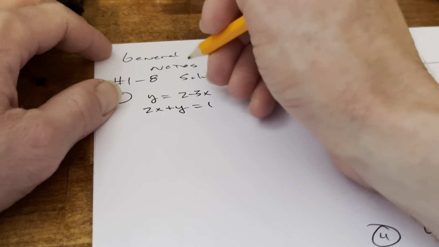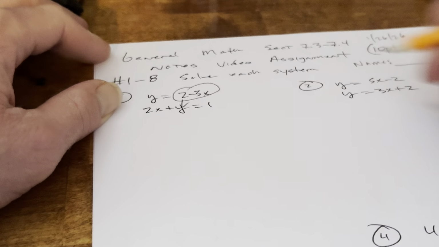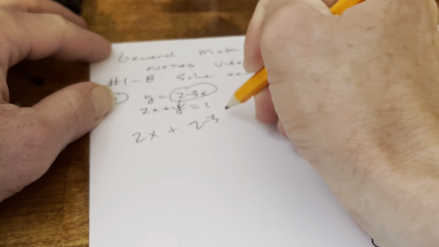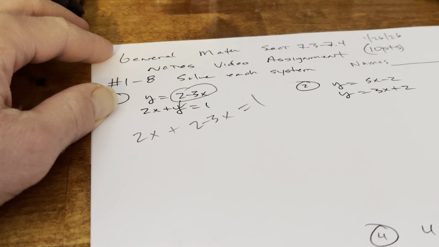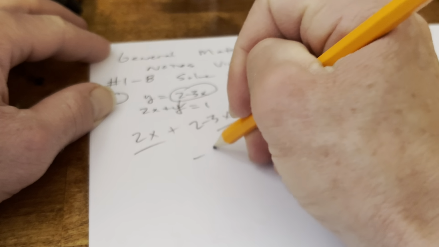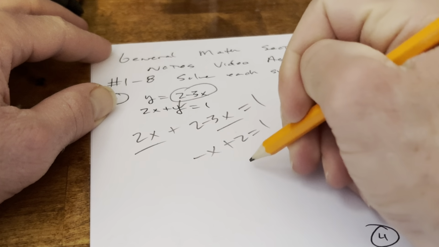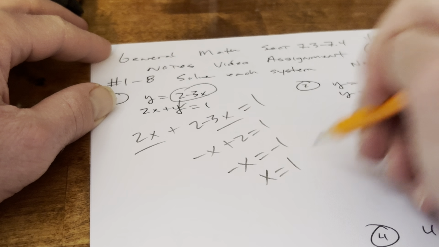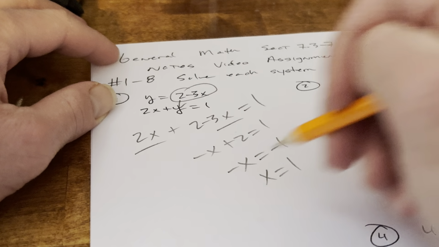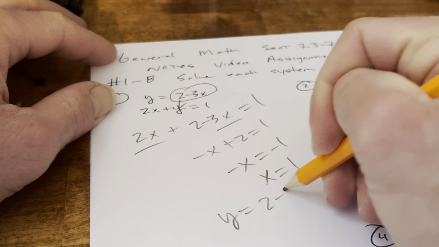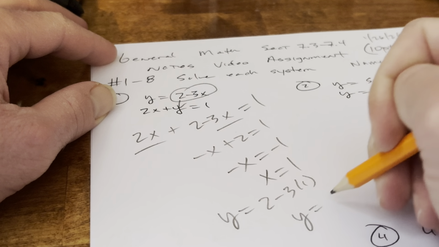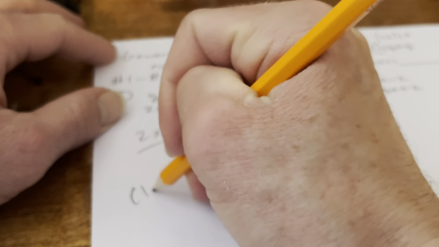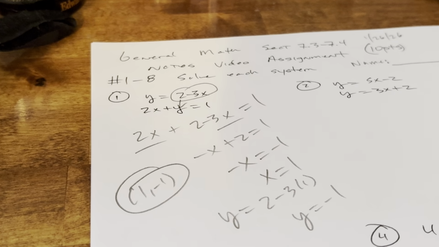Y equals 2 minus 3x. Because I know what y is, I'm going to plug it into that bottom equation. Now I'm going to have 2x plus what y is equals 1. I'm going to combine those x's. Negative x plus 2 is equal to 1. Negative x is equal to negative 1. X is 1. So then y is 2 minus 3 times 1. Y is negative 1. 2 minus 3. So 1, negative 1 would be your solution.